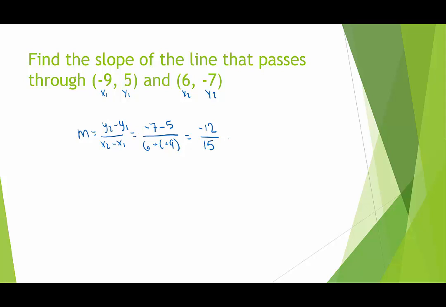So we have a negative over a positive. The slope is negative. And then 12 and 15 have a common factor. They're both divisible by 3. 3 goes into 12 4 times, and 3 goes into 15 5 times. So we end up with a slope. It's a negative slope. And what does that tell me about the line without actually drawing it? I know that as it goes from left to right, it's going down.